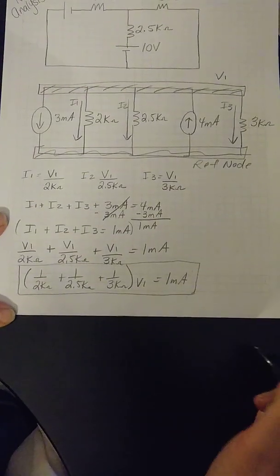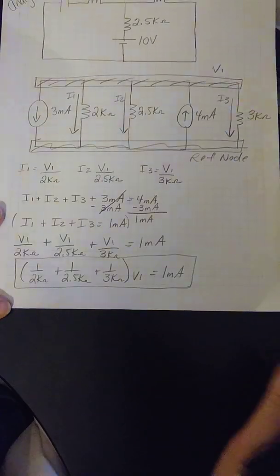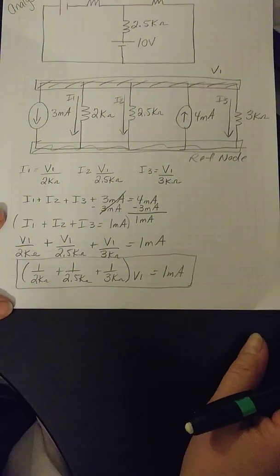Because there's only one equation and one unknown, we cannot put it into our calculator as simultaneous equations. We'll have to do this mathematically.